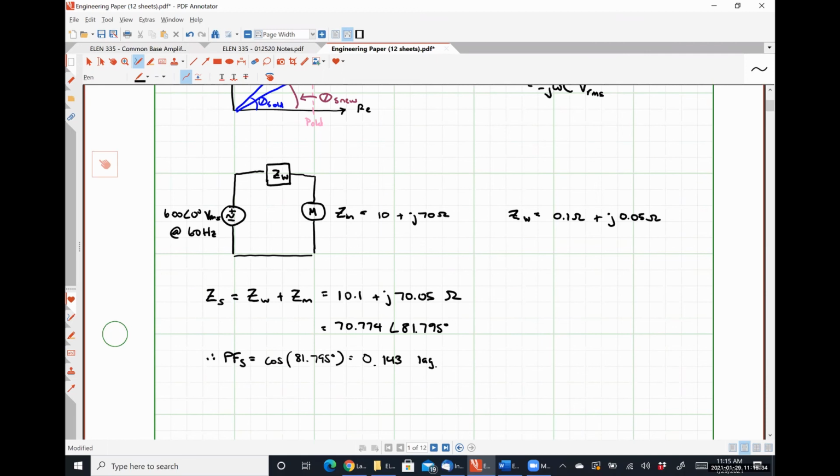And it's lagging because the angle is positive. So we can see that this is a very inefficient system, right? We're operating at effectively 14.3% efficiency, which means we're going to have very large fines.